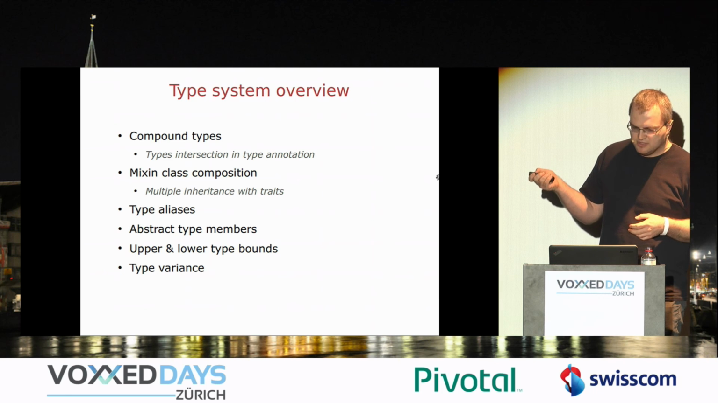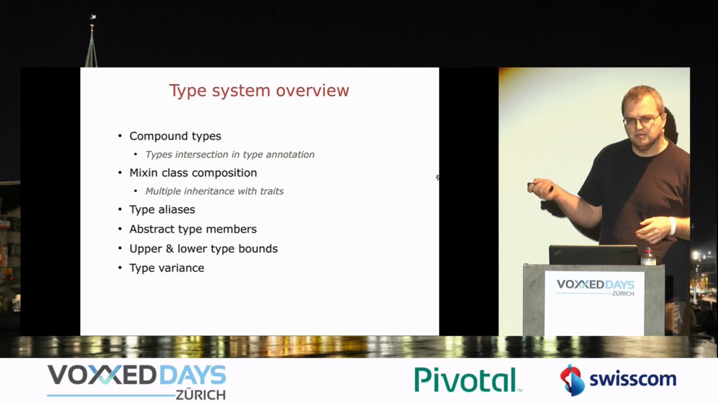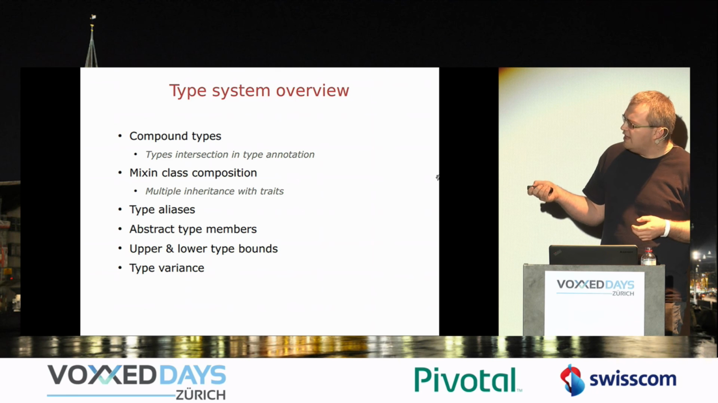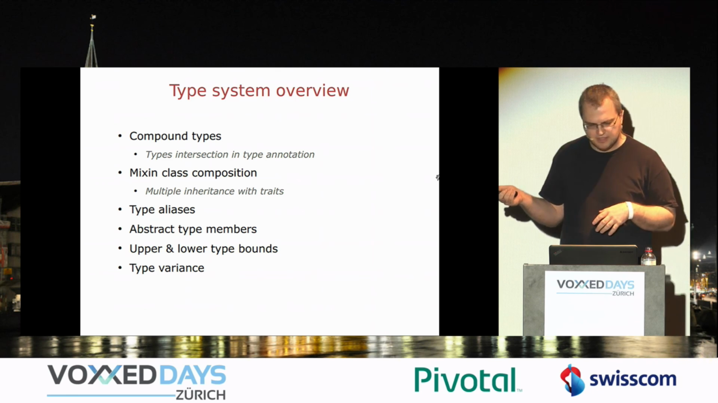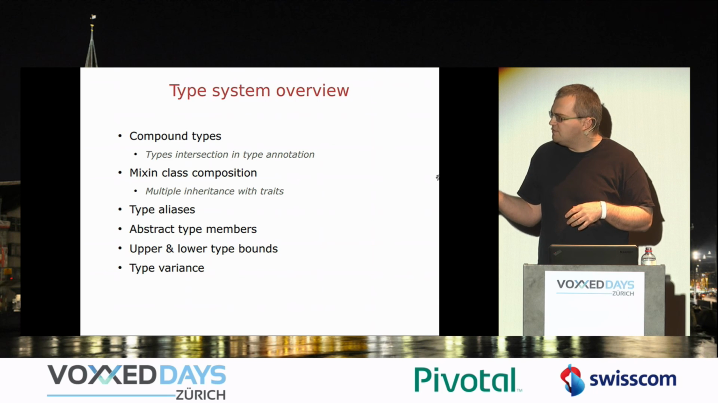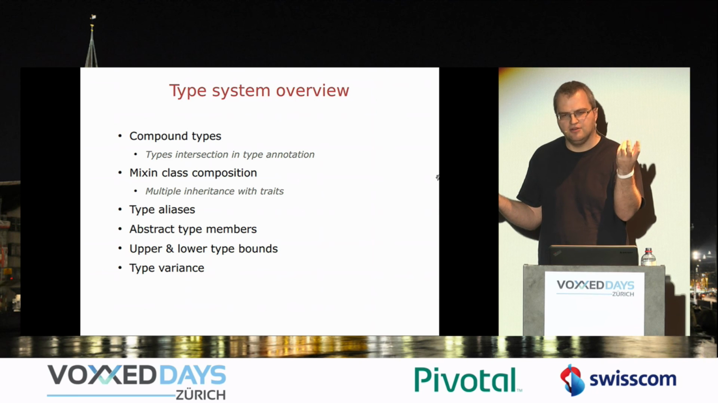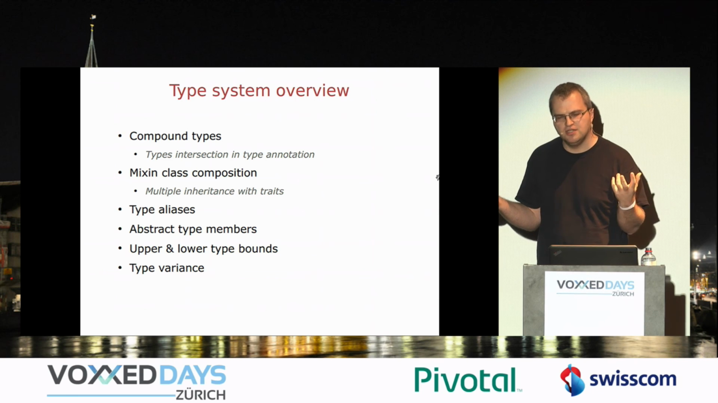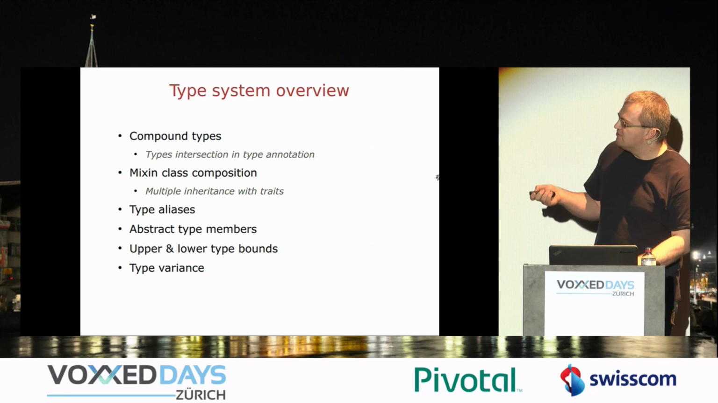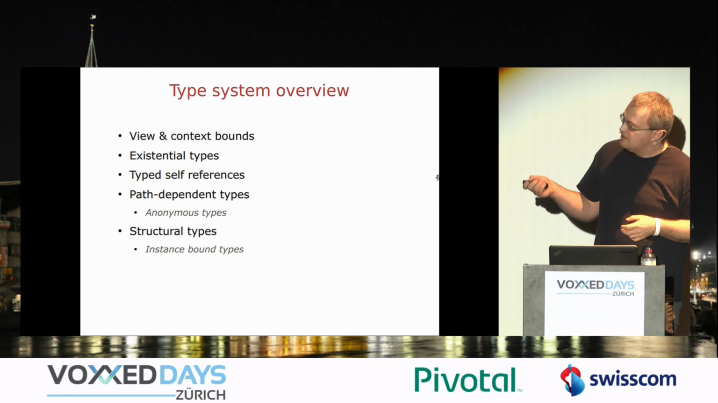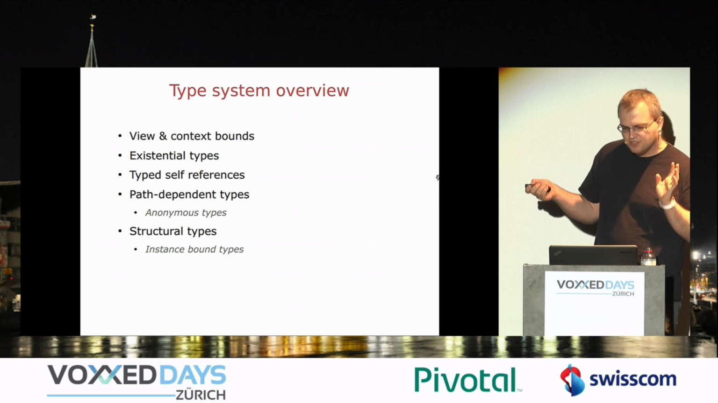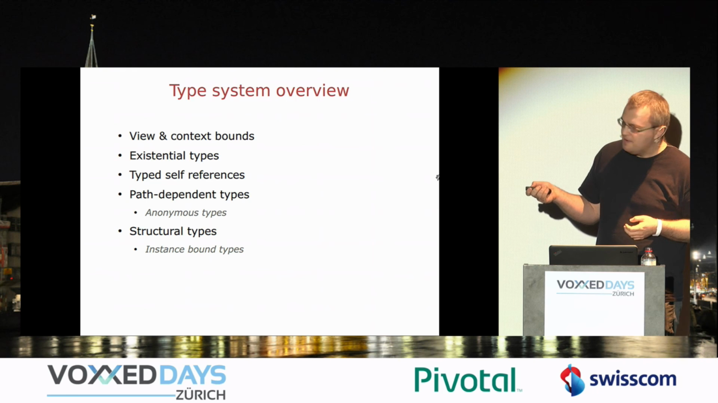Very many very useful features. You can have compound types. You can have mixin class composition that solves the diamond problem, which is found in some languages. You can alias types. You could have abstract type members. You have these type expressions, not just specifying a type in a type annotation or type parameter. You can have a whole expression that allows you to specify exactly what kind of type it can be and how it should behave. It's really, really powerful. You have type variance, view and context bounds, existential types, type self-references.